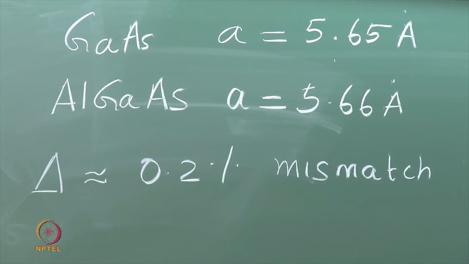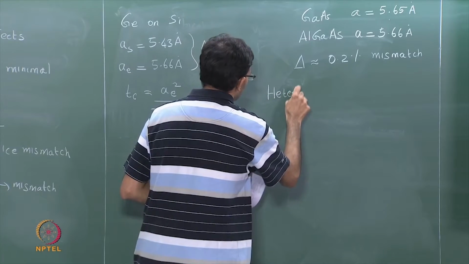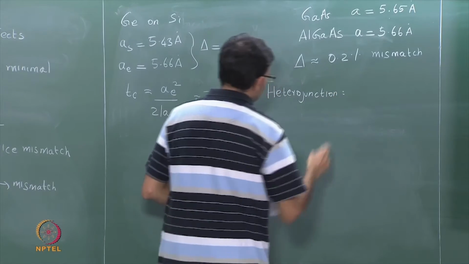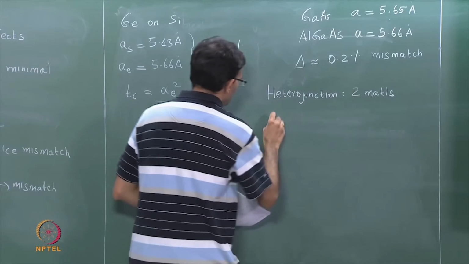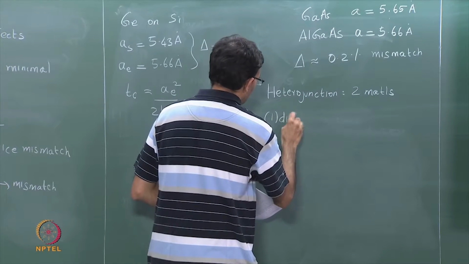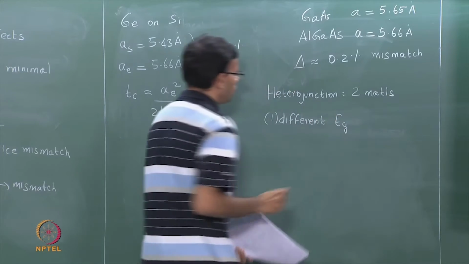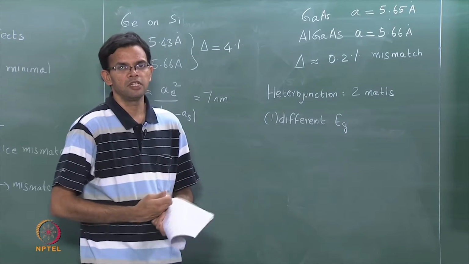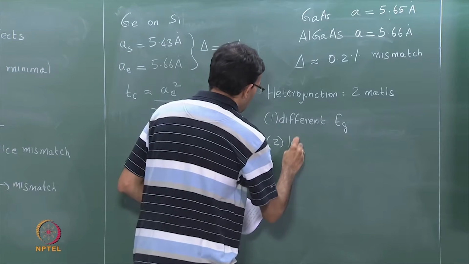So, in the case of a heterojunction, we want to choose two materials with different band gaps. We want different band gaps because we want to exploit this difference for some interesting electronic properties, but at the same time we want a good lattice match.